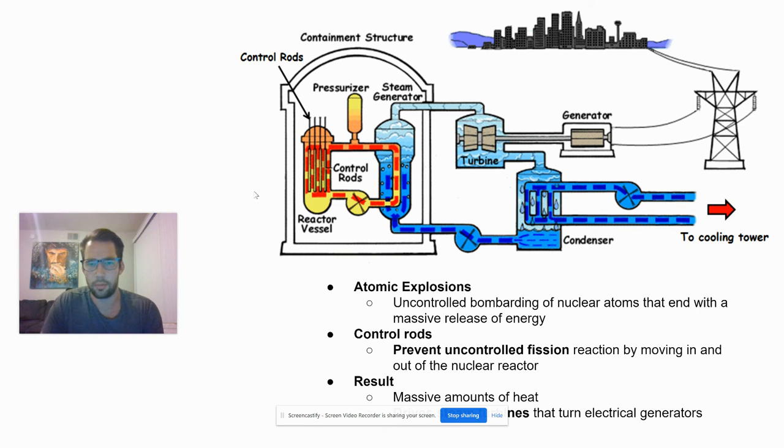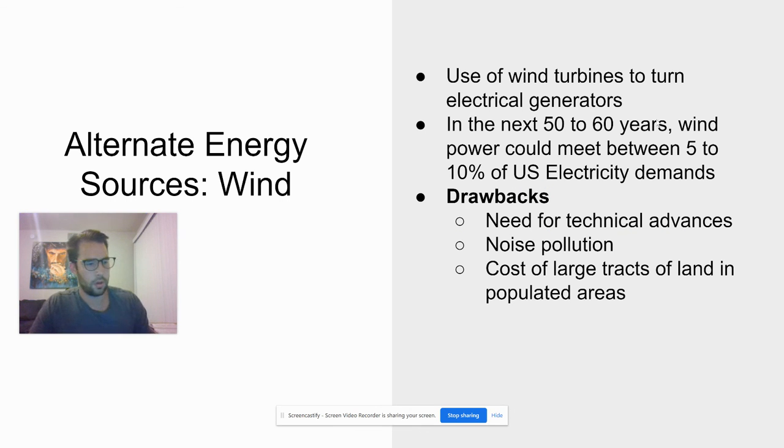And here's a diagram of kind of how it works. So in here, we're going to have the nuclear reaction taking place. These control rods go down and they stop the chain reaction from happening so it doesn't get out of control. When that heats up, all that heat is transferred over to a steam generator. Steam is produced and it turns a turbine, which turns an electrical generator, which produces electricity. Okay, we're going to move on to the next ones right after this.